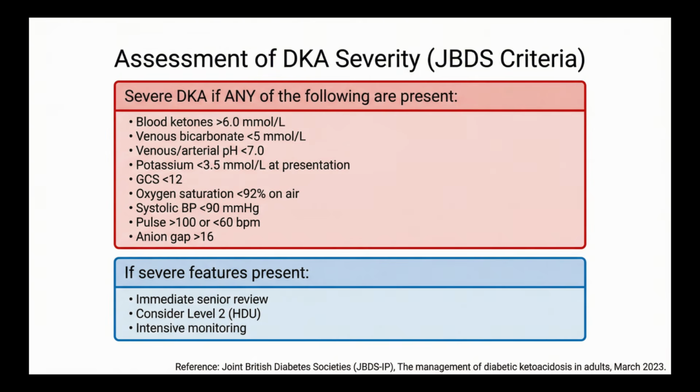Now assess potassium at presentation. A potassium level less than 3.5 millimoles per liter indicates severe DKA and carries a high risk of arrhythmia. Next, the clinical parameters. A Glasgow Coma Scale less than 12. Oxygen saturation less than 92% on air. Systolic blood pressure less than 90 millimeters of mercury. A pulse greater than 100 or less than 60 beats per minute. These features indicate physiological decompensation.